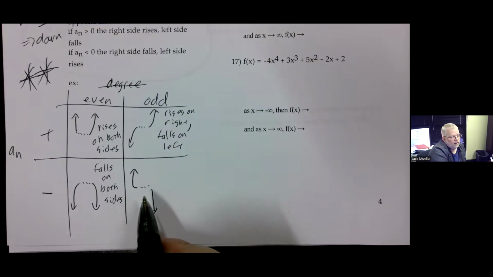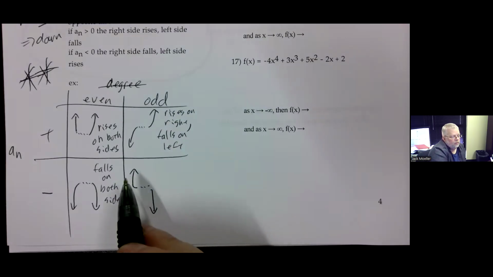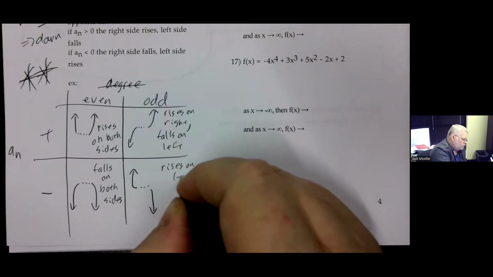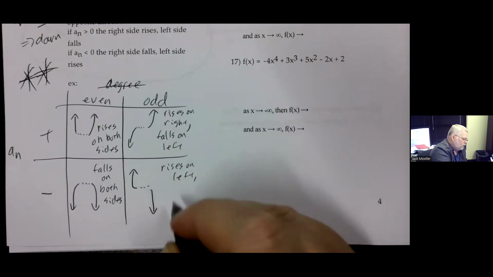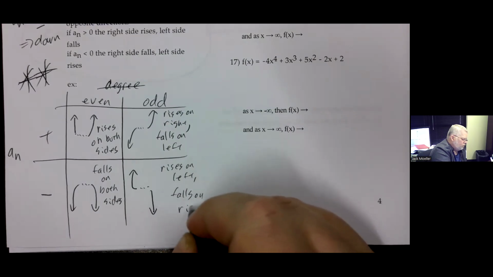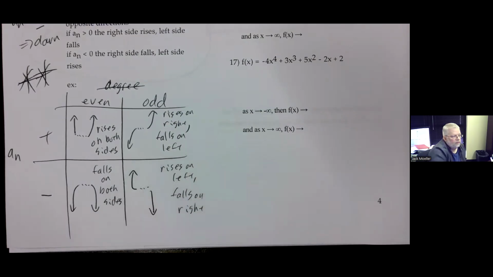So I think you got the idea now. So for this one, it rises on the left now, and then falls on the right. Okay. So if you see the rises and falls language, they're talking about what's happening with the y values.